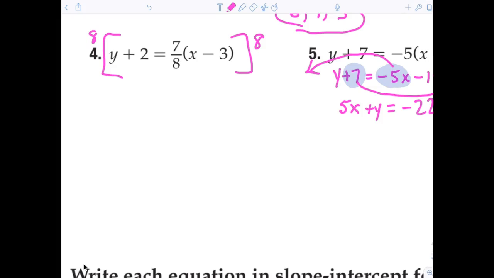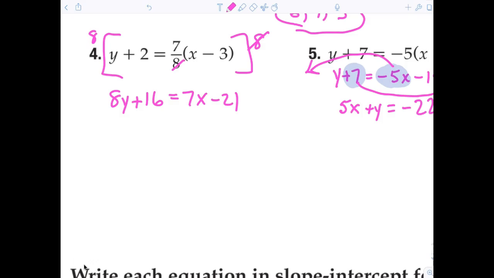So if I multiply the left side by 8, I get 8y plus 16. Now the hard part. On the right side, what happens to the times 8 and the divided by 8? It just becomes a 7, right? Now, let's see if I mess you up. What did I do? I just distributed the 7, right? So the 8's cancel, and I distributed the 7.